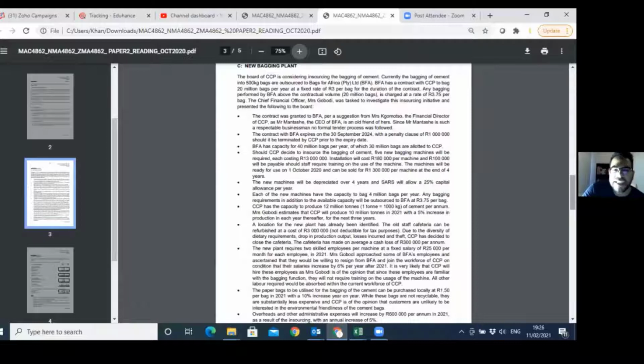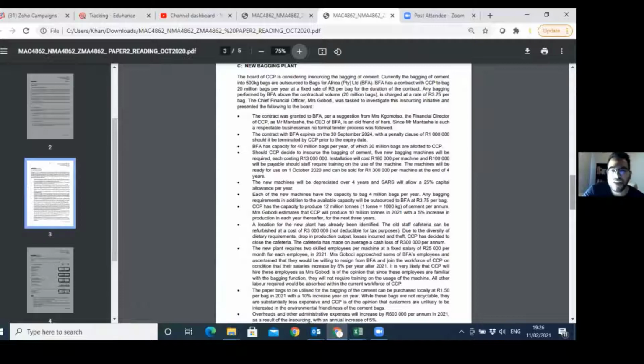So they say the board of CCP is considering insourcing the bagging of cement. Currently, the bagging of cement into 500 kilogram bags is outsourced to Bags for Africa. Bags for Africa has a contract with CCP to bag 20 million bags per year at a fixed rate of 3 Rand per bag for the duration of the contract. Any bagging performed by Bags for Africa above the contractual volume is charged at a rate of 3.75 per bag.